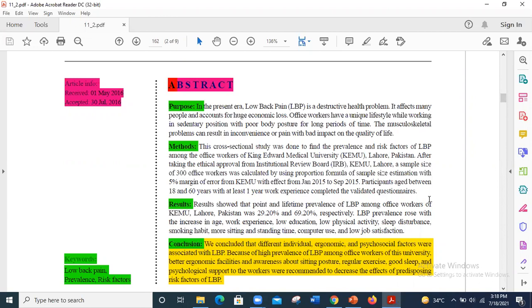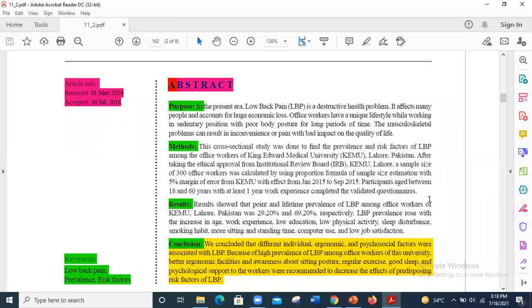So what are these headings telling us about? Purpose. What is the purpose of your research? Why are you doing this research? What is the worth of this research? What is the basic purpose behind doing this research? What is the importance of this research? You are going to explain the purpose of your research in this section.